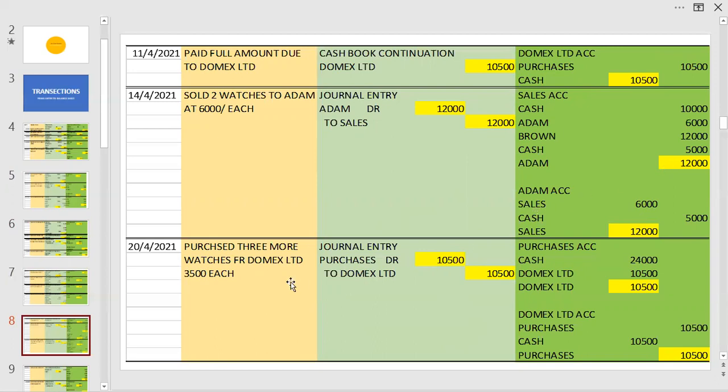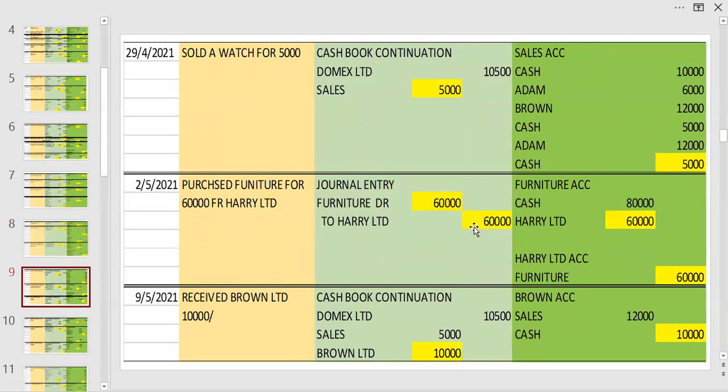The next one, purchased three more watches from Domex Limited at 3,500 each. Since this is a credit purchases, journal entry is used. Purchases account credit 10,500, Domex Limited debit 10,500. Next one, a watch was sold for 5,000. Since this is a cash transaction, cash account debit, sales account credit.